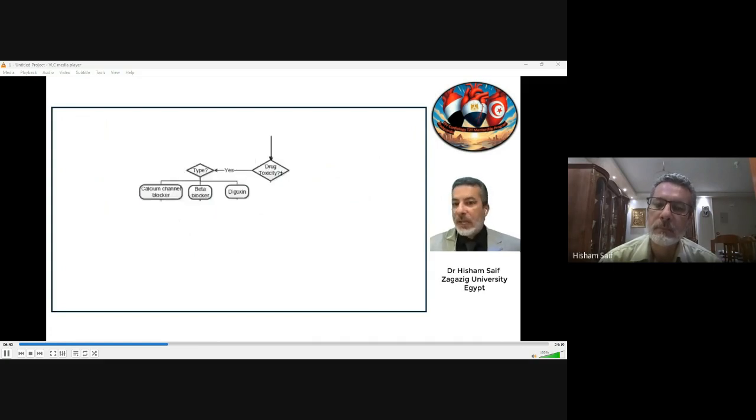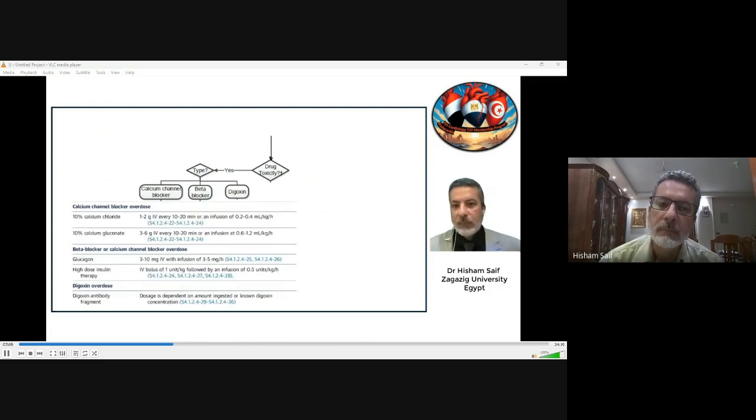After administering atropine, if there is confirmed evidence that the patient's condition is caused by drug toxicity, most commonly from calcium channel blockers, beta blockers, or digoxin, proceed with the appropriate antidote for each. In the case of calcium channel blocker overdose, administer either calcium chloride or calcium gluconate. If these are not available, you can start with an insulin bolus and infusion.